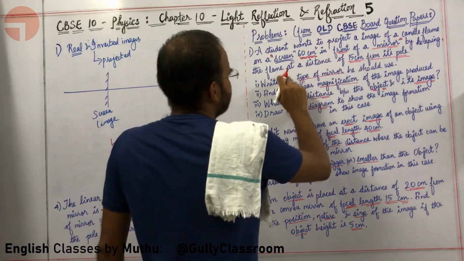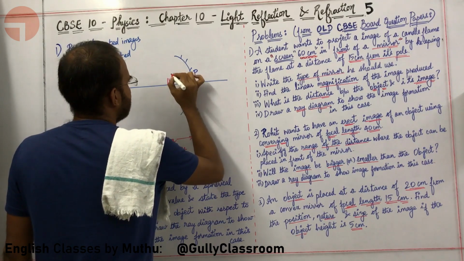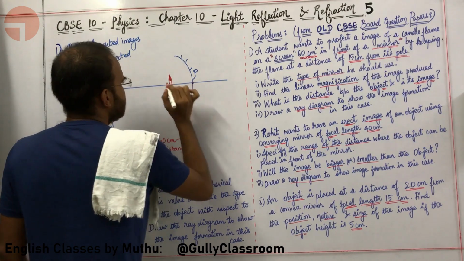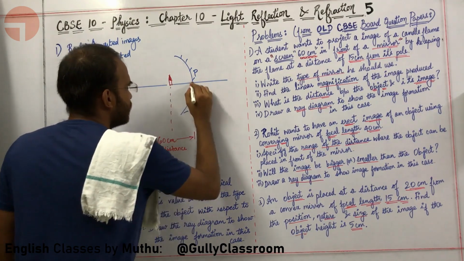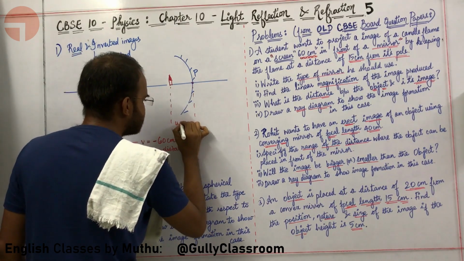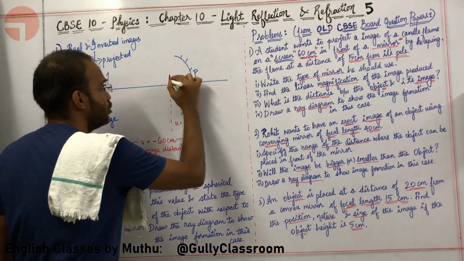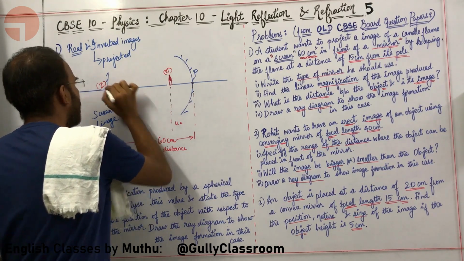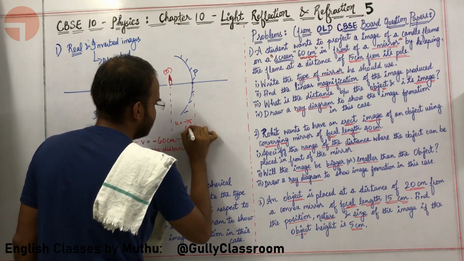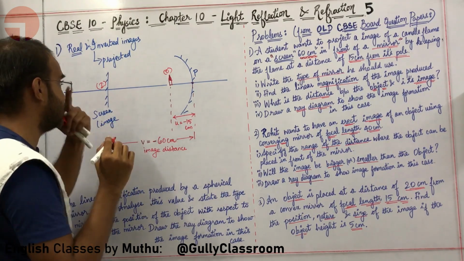By keeping a flame at a distance of 15 centimeters. So they are having a flame like this, and this flame is present at a distance of 15 centimeters. What is this distance? This distance is the object distance. Object distance is given as U. U is also measured opposite to the direction of the incident light, from the pole to the object. So here I am going to put minus 15 centimeters. U is equal to minus 15 centimeters.